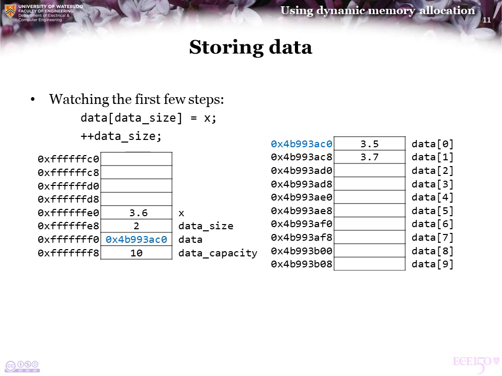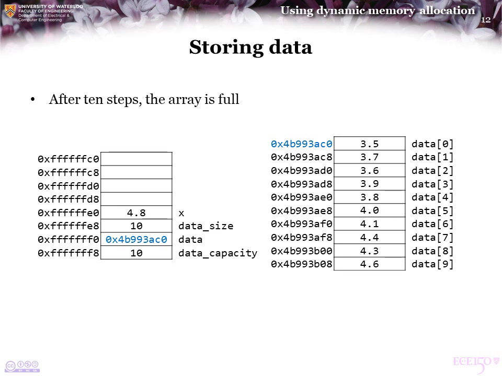Next comes 3.6. We store that in index 2 of the data array, and then we increment the data size. So at this point, there are 3 objects in the array occupying indices 0 through 2. The next value comes, 3.9. It's stored there, and data size is incremented. 3.8 stored, increment. 4.0 stored, incremented. After 10 steps, the data array is now full because the data size is equal to the capacity.